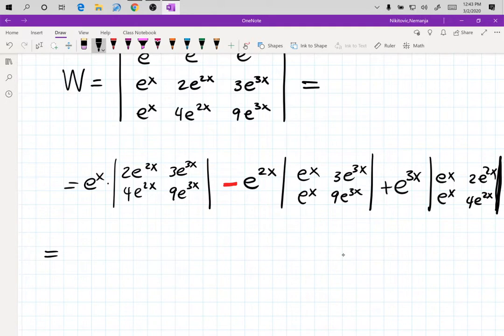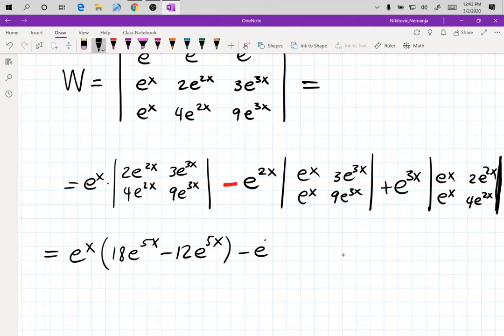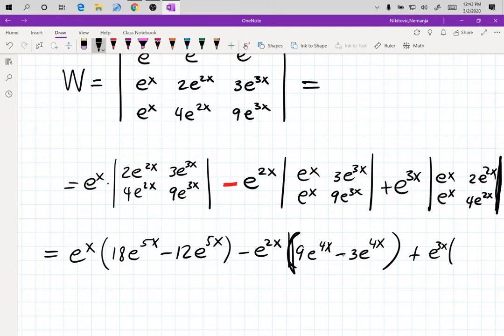But you have 18, right? This is e to the x times, and you have 18e to the 5x minus 12e to the 5x. So it's, oh, you mean it will cancel with whatever the second one works out to be, which is 9e to the 4x minus 3e to the 4x. Beautiful. Oh, these are parentheses. Yeah. And then we have plus e to the 3x times 4e to the 3x minus 2e to the 3x. There we go. Thank you.